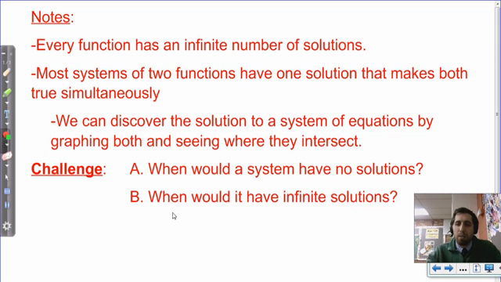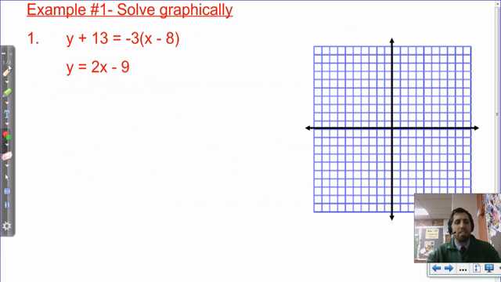The challenge questions I want you to consider, I'll tell you when we do practice problems, are: when would a system have no solutions, using what I've already described and what you already know, and when would it have an infinite number of solutions? When would a system of two linear equations have no solutions? When would it have an infinite number? So think about those, keep them in the back of your mind. I'll reveal them later. But first, let's get to some practice problems.